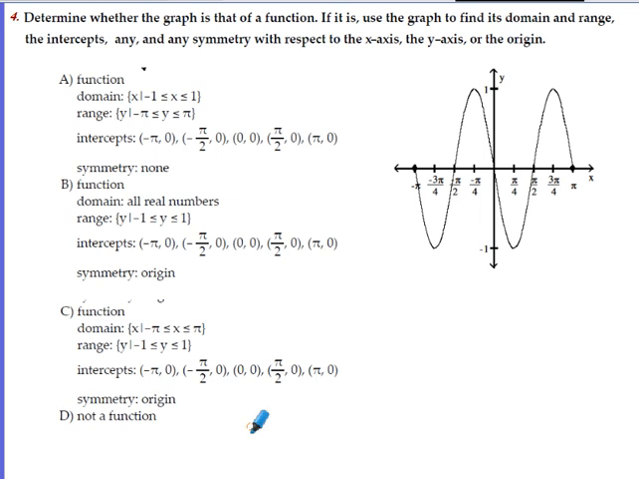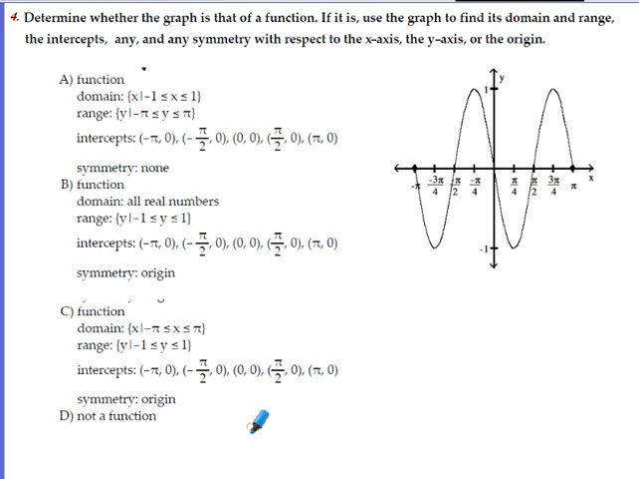Question number 4, determine whether the graph is that of a function. So similar question as number 3. If it is, use the graph to find its domain and range, the intercepts, if there is any, and any symmetry with respect to the x-axis, the y-axis, or the origin. So this is our graph at the right. You could see the figure at the right.